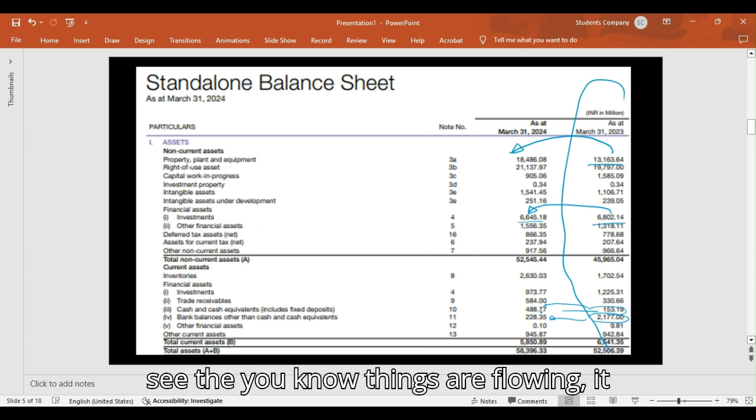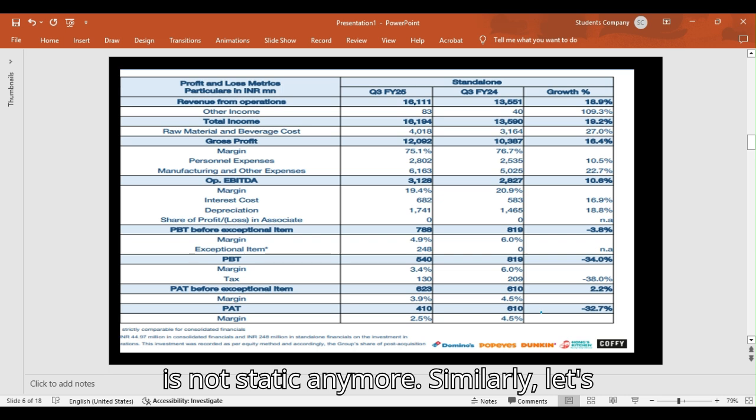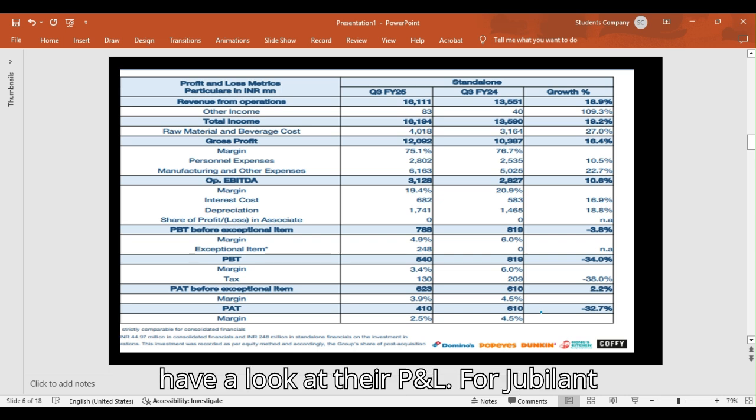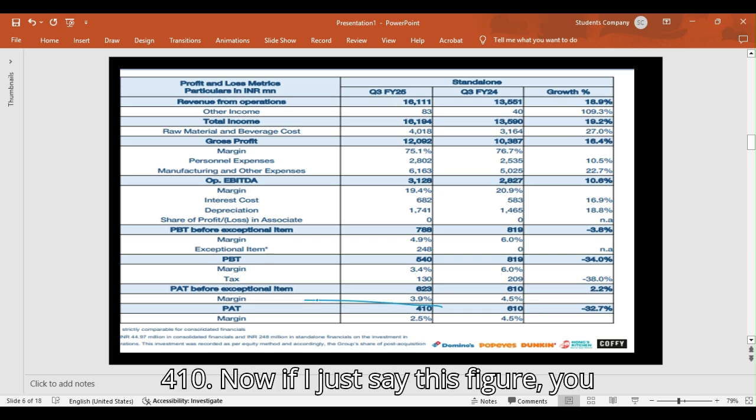So these are some of the greater details you see from a flow concept. Now you see the things are flowing. It is not static anymore. Similarly, let's have a look at the P&L for Jubilant Foodworks. It was FY 2025 quarter 3 PAT was 410.